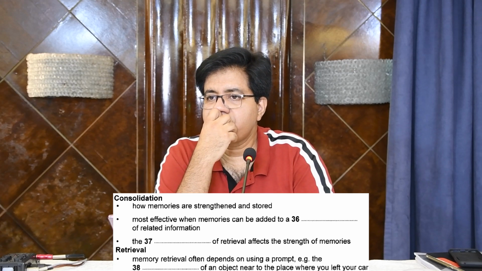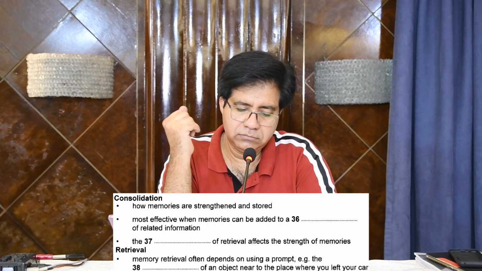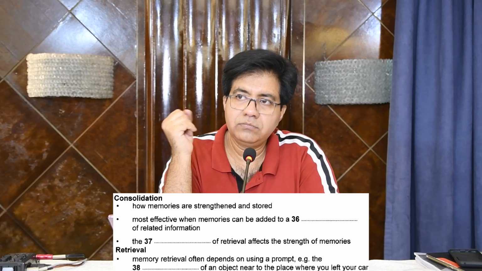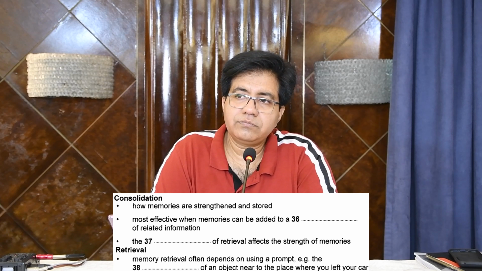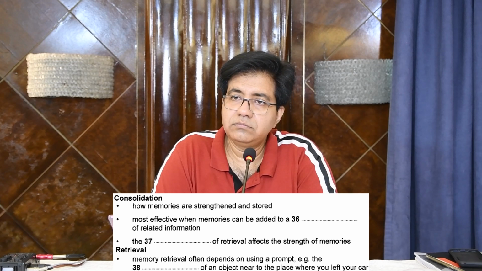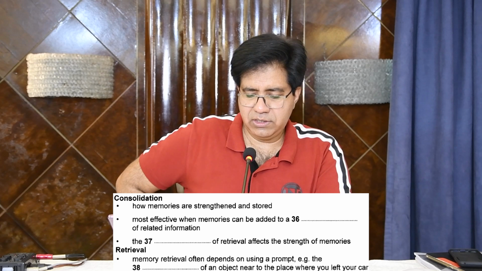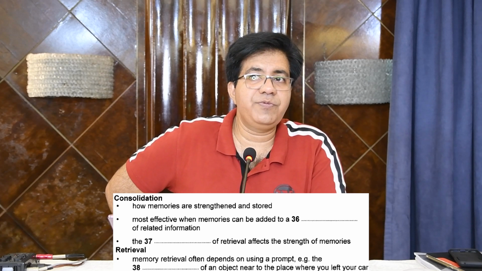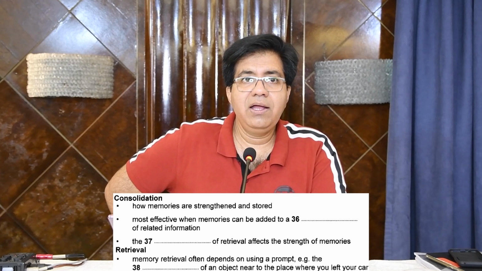Memory consolidation, the next step in forming an episodic memory, is the process by which memories of encoded information are strengthened, stabilized, and stored to facilitate later retrieval. Consolidation is most effective when the information being stored can be linked to an existing network of information. Okay, can be stored, linked to an existing network of information. Now what is the answer? Network. Can be added to a network.